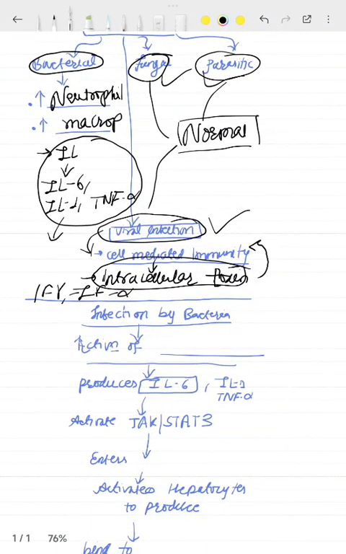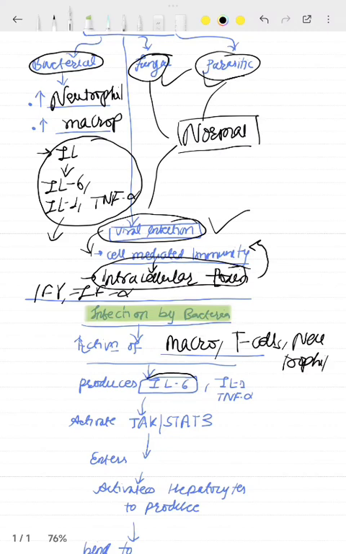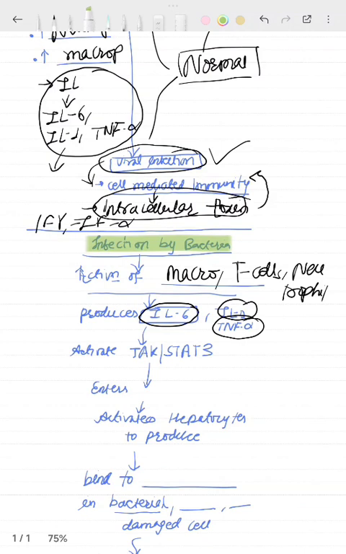How do these interleukins increase the CRP? Let's see this. In bacterial infection, there is activation of macrophages, T cells, and neutrophils. So this increases interleukin 6, interleukin 1, and tumor necrosis factor. The main one is interleukin 6.